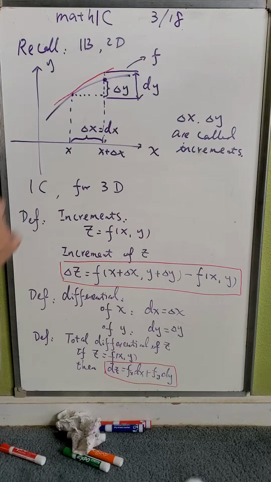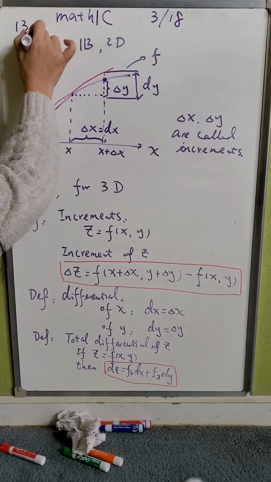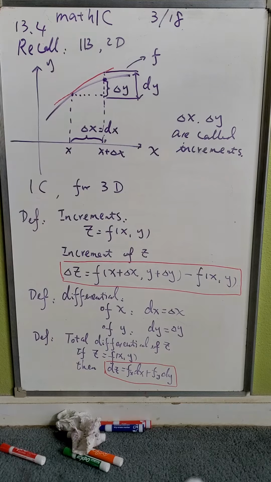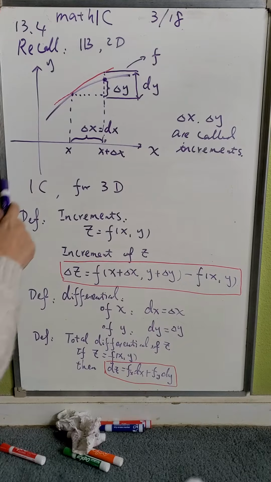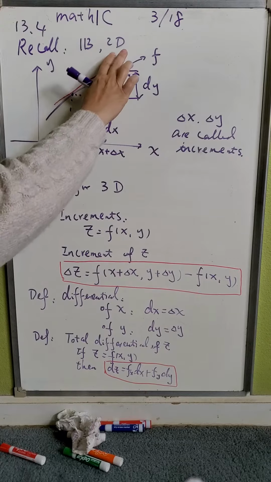And today, this is for 13.4. On 13.4, we're going to learn a couple of new things. But before we start, we're going to recall 1B first. In 1B, we learned two dimensions.